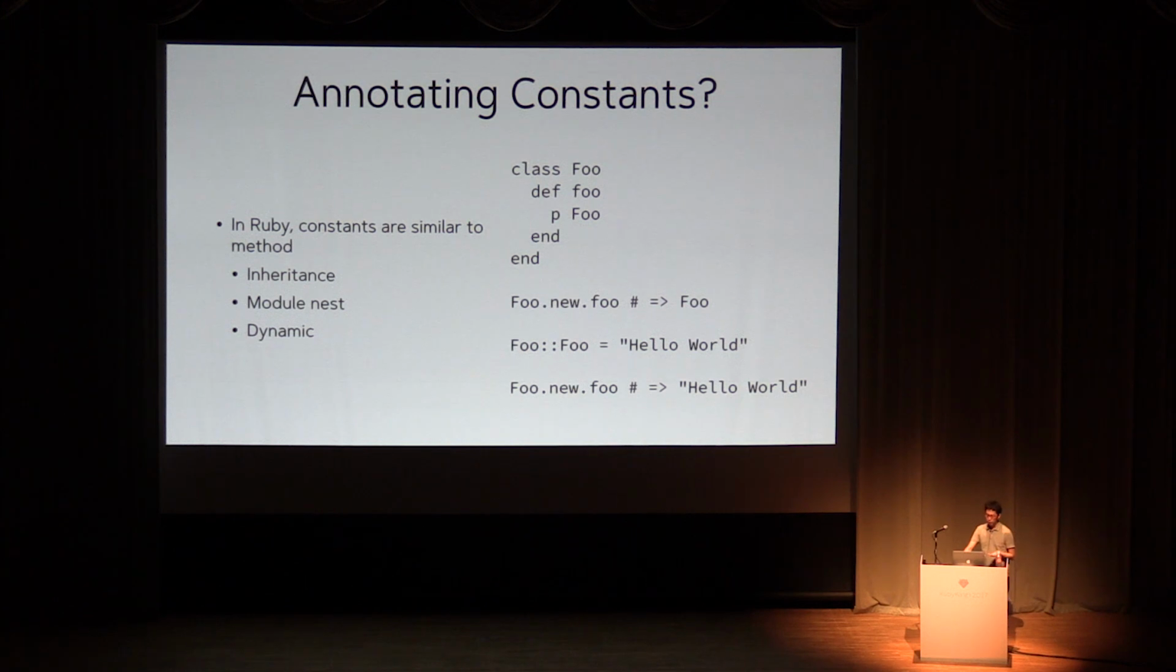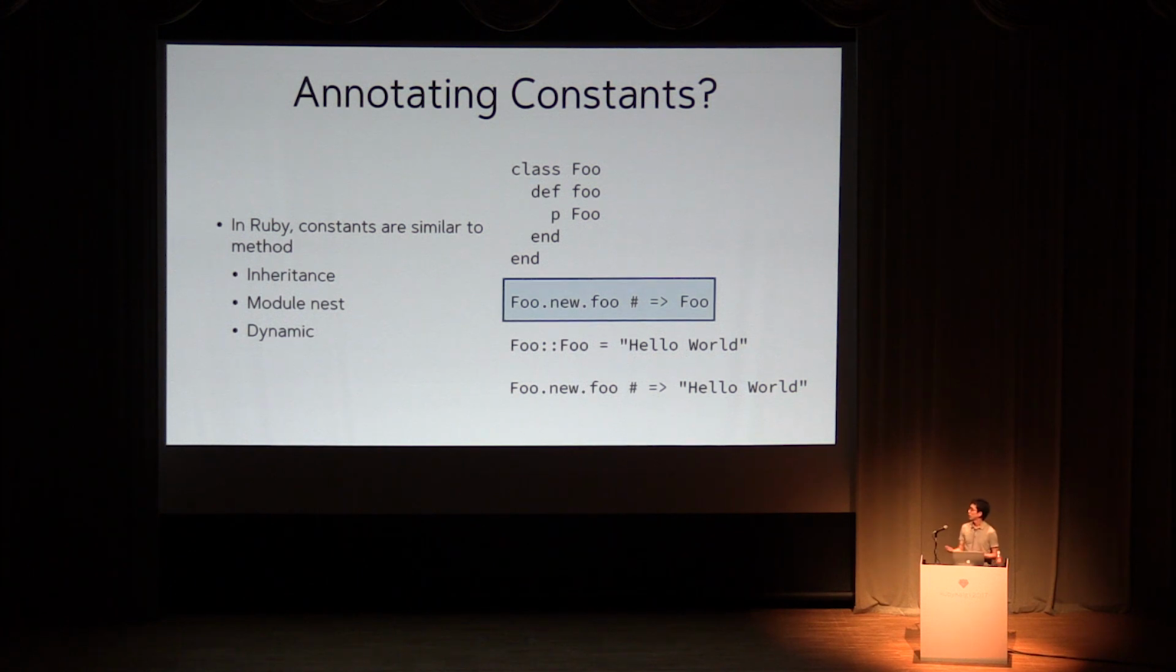So in Ruby, I don't know how you think about it, but constants are almost a method. So it is really difficult to identify what the value of a constant is. We have to consider inheritance and module nesting, and the resolution is dynamic. So this is an example. It defines a Foo class, and in the foo method, it prints the value of the constant Foo.